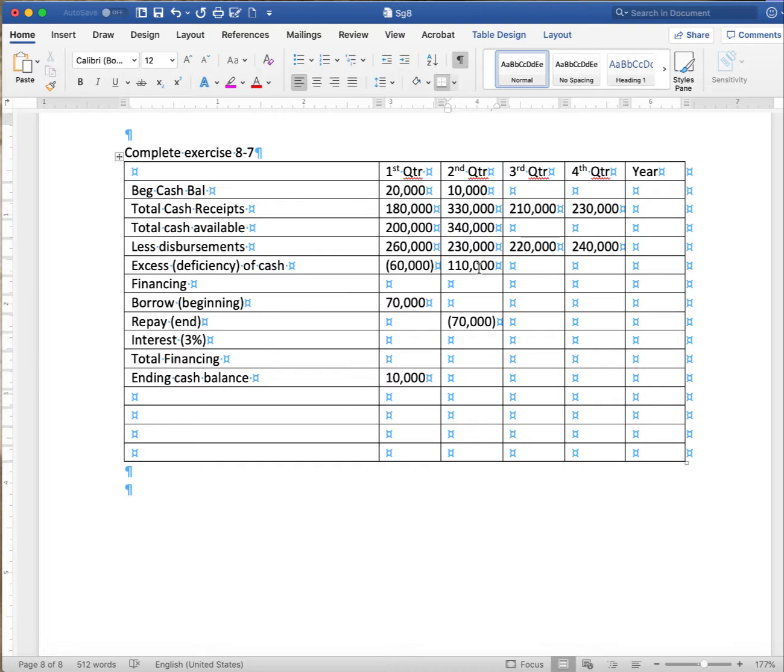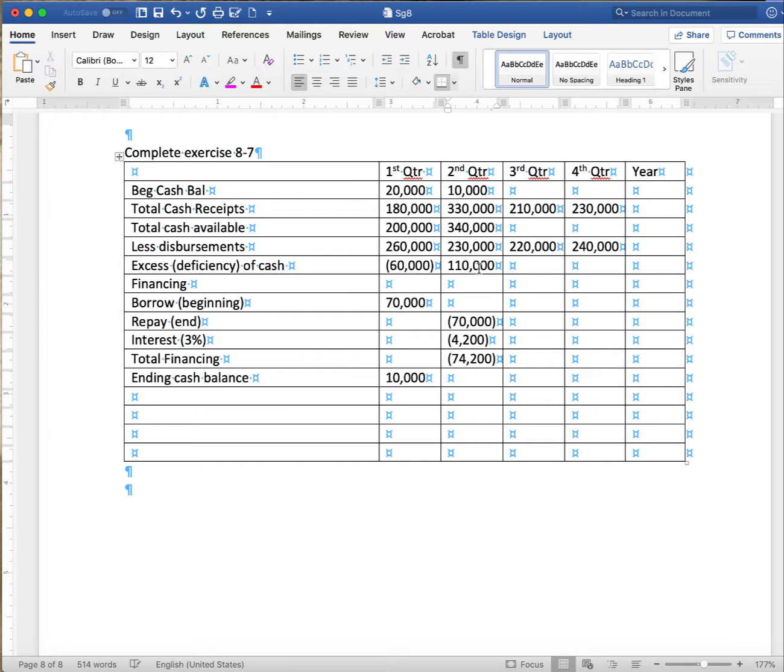Okay? I've got to calculate interest. The interest is a quarterly rate of 3%. So to figure this out, I'm going to take $70,000 times 3% times 2 for 2 quarters, because I borrowed it at the beginning of quarter one and paid it back at the end of quarter two. That's 2 quarters. That equals $4,200 that I'm paying out. So my total financing here is $74,200.